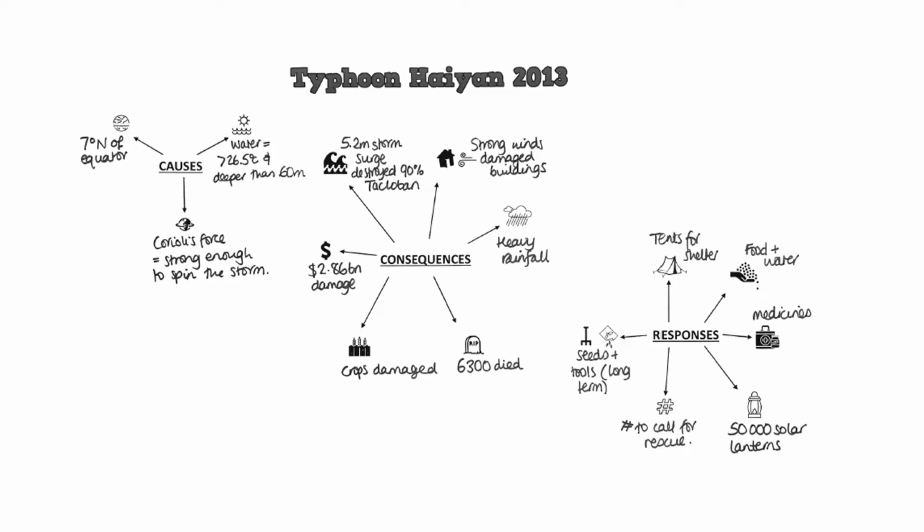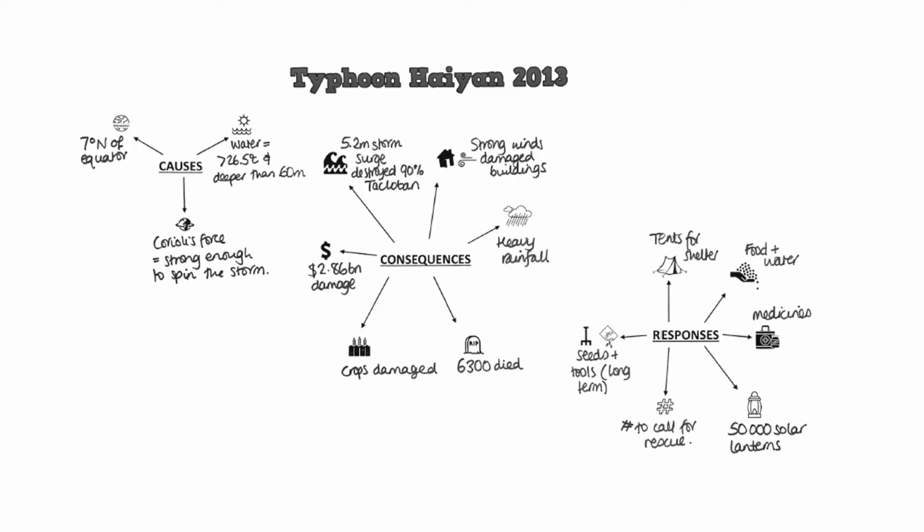So place-specific causes. So this is in the Philippines, which is 7 degrees north of the equator. So it is in the cyclone belt. So the water is warm enough and deep enough for the rapid evaporation to start the storm. The Coriolis force is strong enough for it to spin. And you've got this series of islands where there's very little place for people to be able to evacuate to safety.